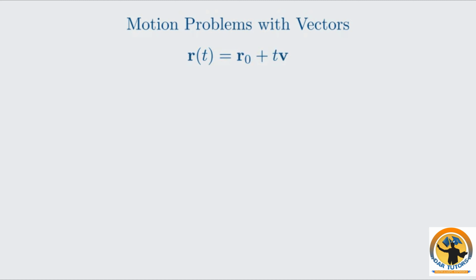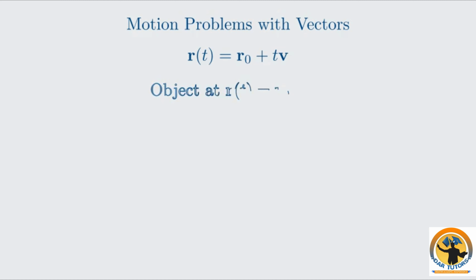Let's break this down. r(t) is the position of the object at any time t. r0 is the starting position of the object, and v is the constant velocity vector, which tells us both the speed and the direction of motion. A common type of problem involves finding the time when an object is closest to a fixed point, like a port or a control tower. This is essentially the same shortest distance problem we just solved, but with a time-dependent position vector.